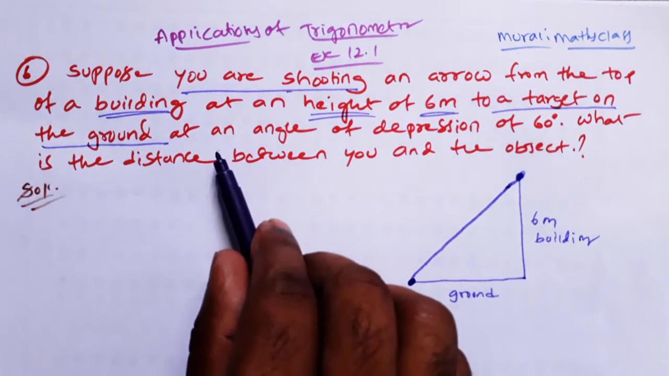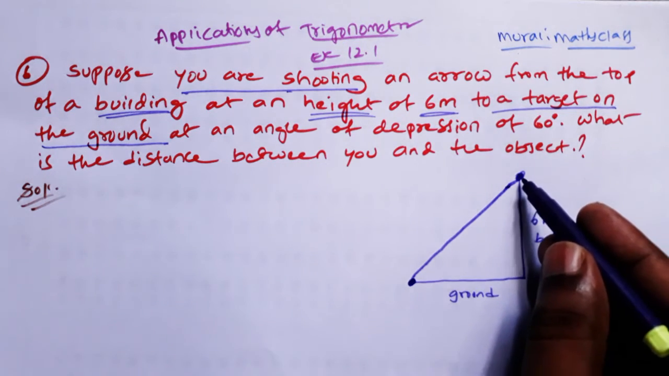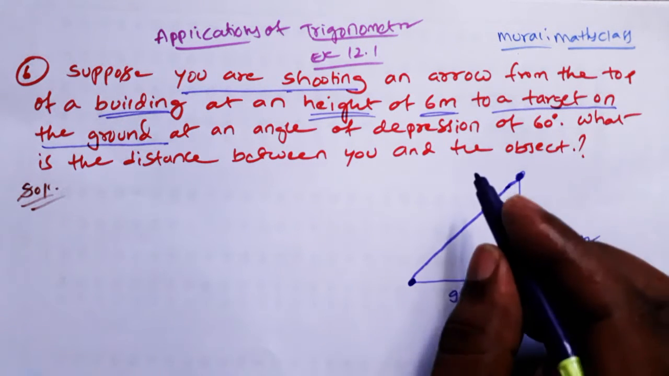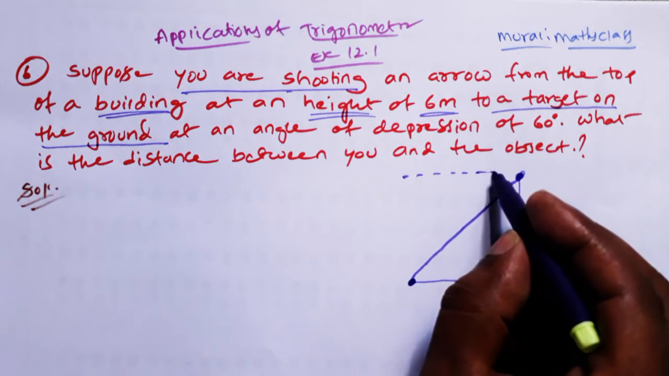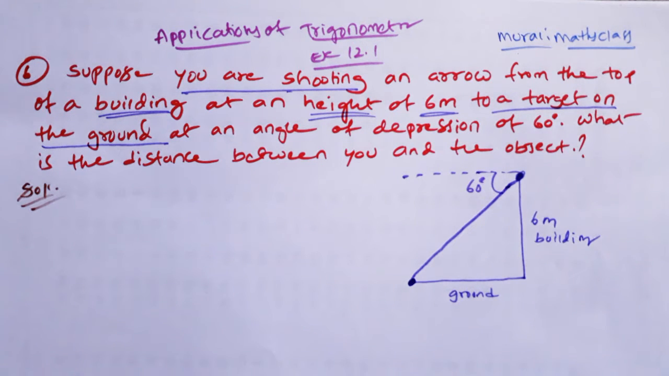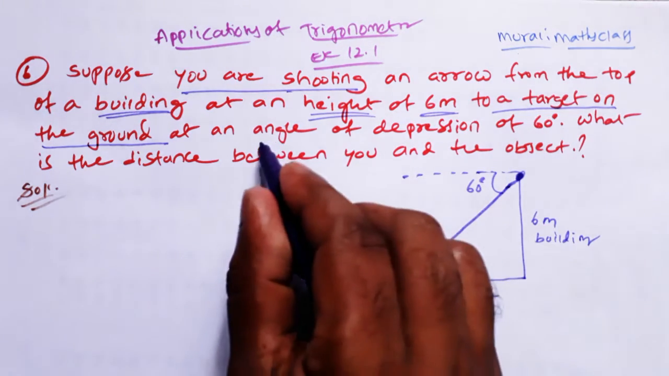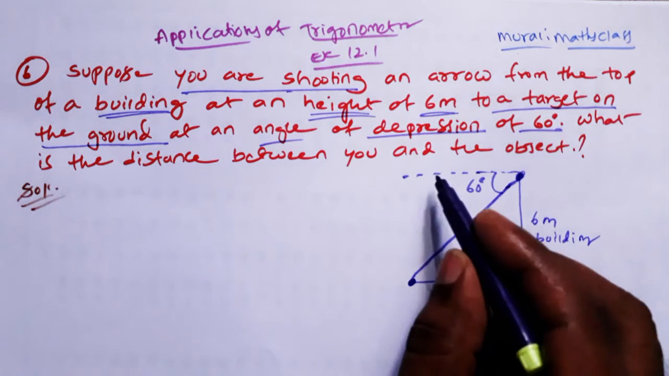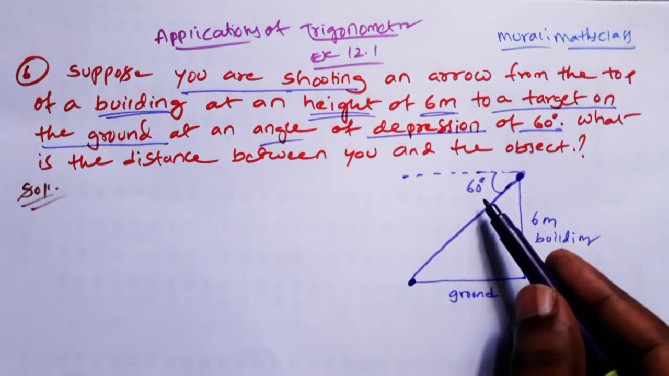Then he said that at an angle of depression 60 degrees. You are shooting now here, from this top. Here he said that angle of depression is 60 degrees. Angle of depression means what? How to mark this? We have to mark one horizontal line like this and take here 60 degrees. That is the meaning of angle of depression. Angle of elevation means we have to mark somewhere here. Okay. Angle of depression 60 degrees. So for this ground we have to mark one horizontal line and take 60 degrees there. That is nothing but angle of depression.